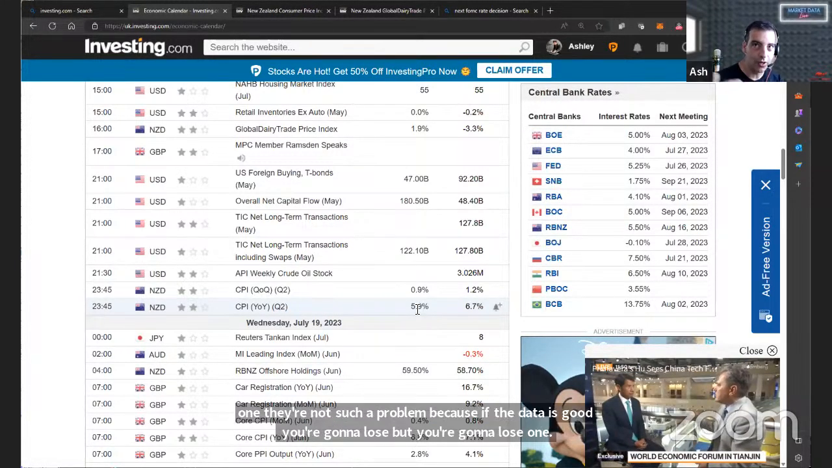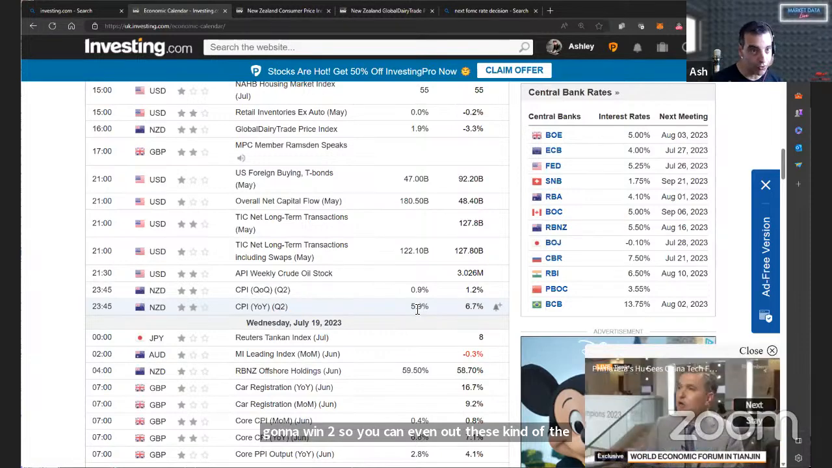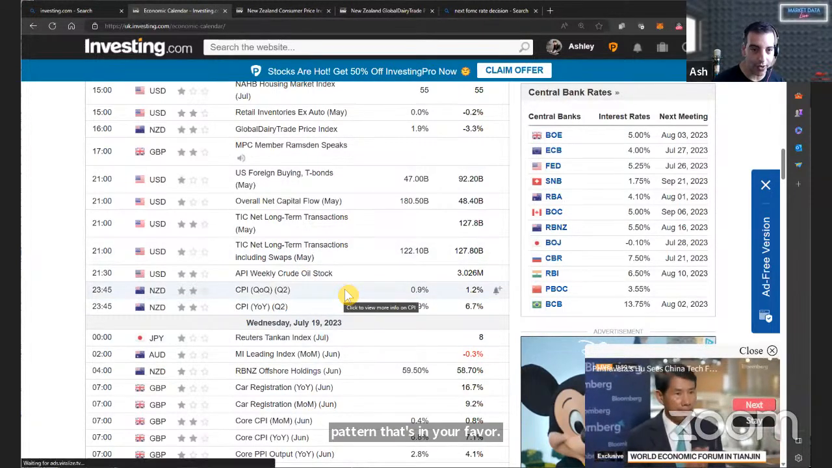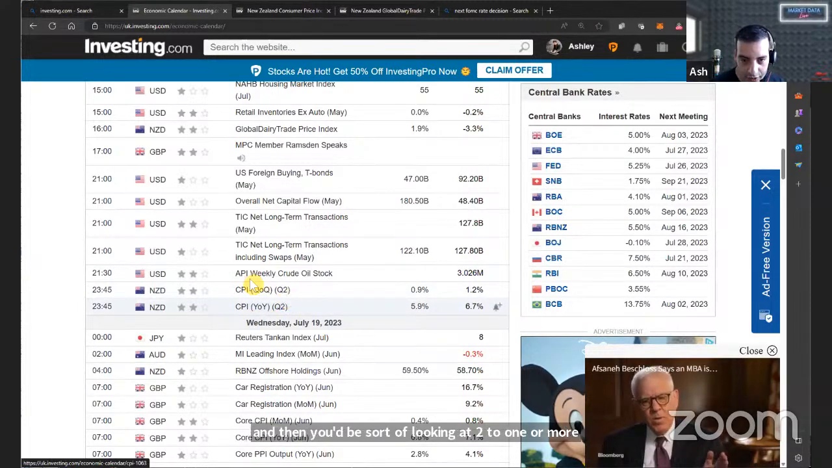So you can even out the probability of you picking the data correctly, because of the chart pattern and because of the seasonal pattern. That's in your favor. So all you need then is for the data to work out, and then you'd be looking at 2-to-1 or more. So this is going to be a driver.